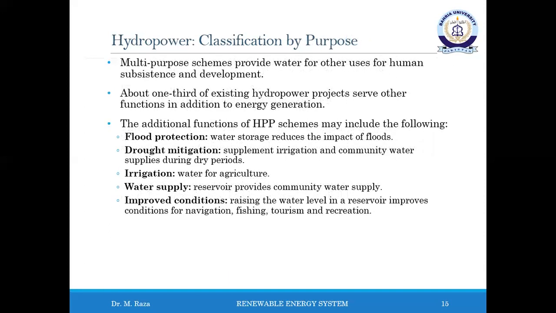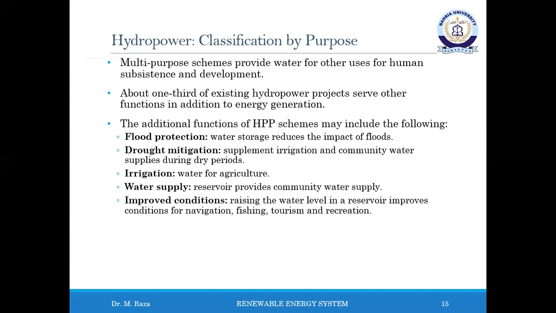Multipurpose schemes provide water for other uses for human life and development. The hydropower plant can also be classified by the purpose. About one-third of existing hydropower plant projects serve other functions in addition to energy generation. The additional functions of hydropower plant schemes may include the following. Number one, flood protection. The water storage reduces the impact of floods.